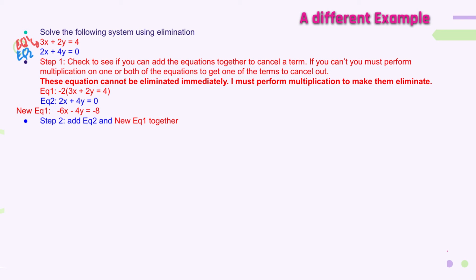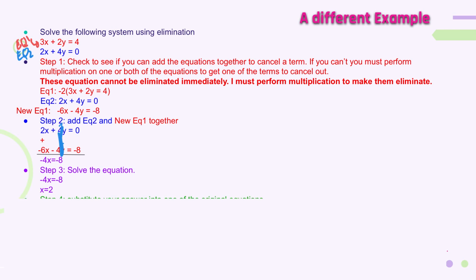Step 2 is add equation 2 and new equation 1 together to cancel a term. When I do that, my 4 y's cancel, and I'm left with negative 4x equals negative 8. Step 3 is to solve that equation. So I have negative 4x equals negative 8, x is equal to 2.